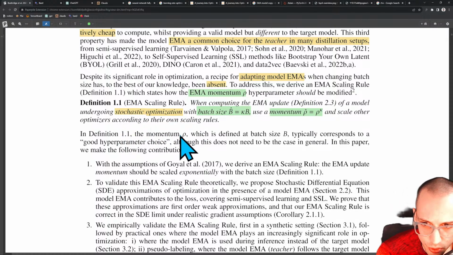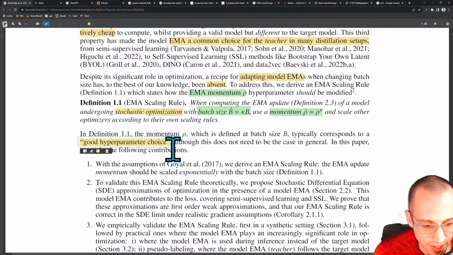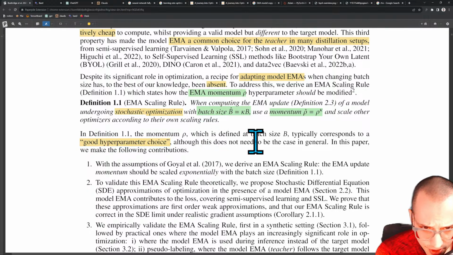The momentum rho, which is defined at batch size b, typically corresponds to a good hyperparameter choice. And here the fact that it's in quotations is telling you that, yeah, we accept that this is a little bit more alchemy, although this does not need to be the case in general. In this paper, we make the following contributions. With the assumptions of Goyal et al., we derive an EMA scaling rule. The EMA update momentum should be scaled exponentially with the batch size.